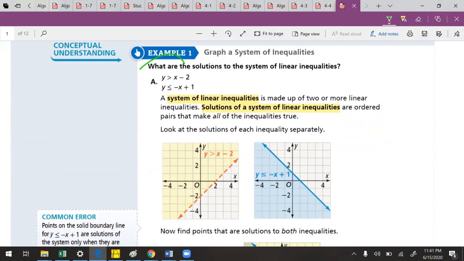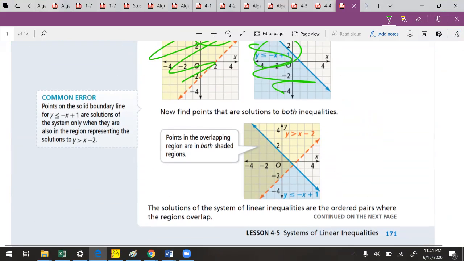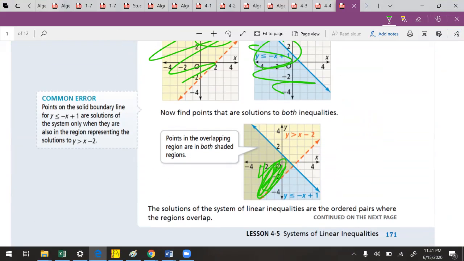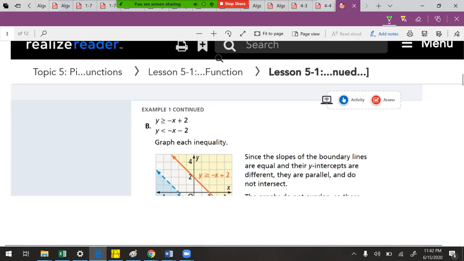Okay, so let's look at these two inequalities here. If we were to graph both of them together, notice the shading overlaps in this region. So this right here is the solution. The reason why I'm not going to focus on this too much is because we can use good old Desmos to figure out where the solutions are.